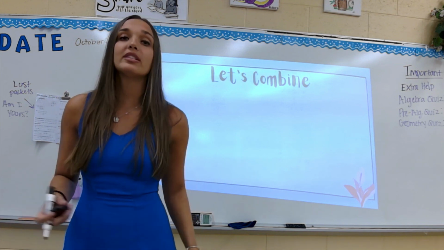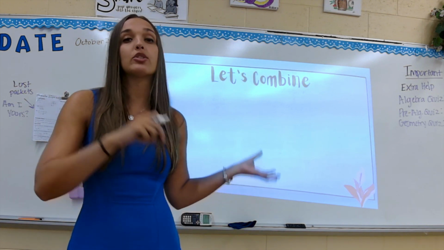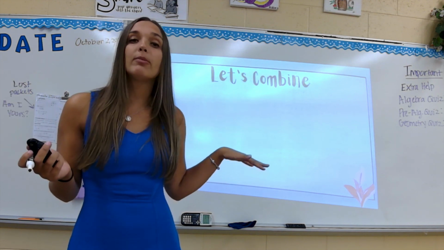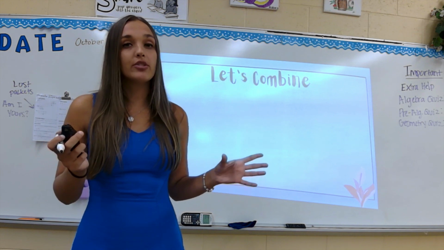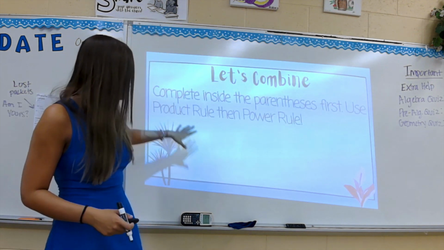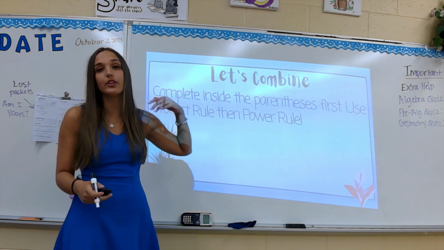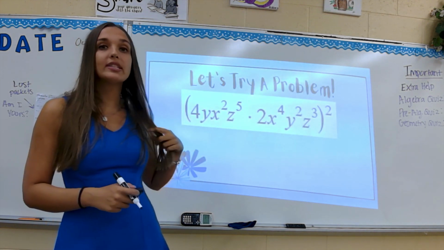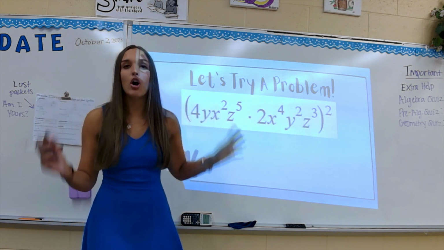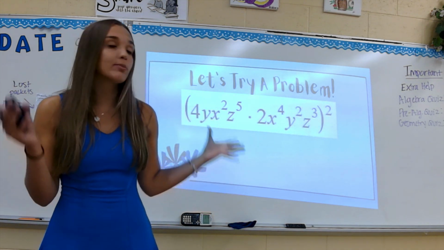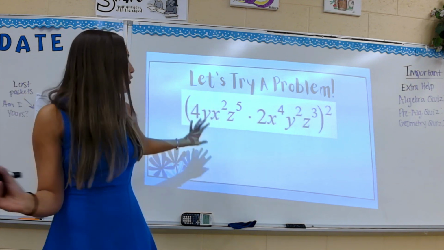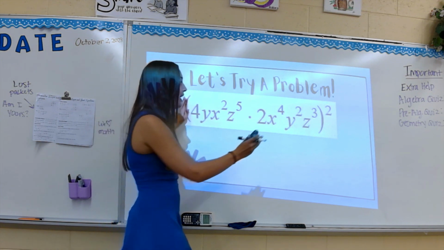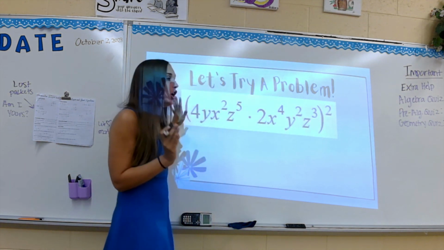PEMDAS tells us to do inside the parentheses, so let's do that first. So inside the parentheses, we'd be working with the product rule first. So for these problems, I'm going to tell you to always use the product rule, then the power rule. So we're going to complete inside the parentheses first, which is the product rule, then use the power rule. So let's look at this example, which looks very scary. You're seeing all these variables, both terms. It looks wild, whoa, but I know we can do it. So we're going to use our product rule, which is we're just going to look at the inside. We're going to act like these parentheses and exponent are not there.